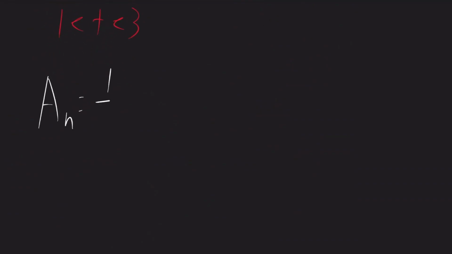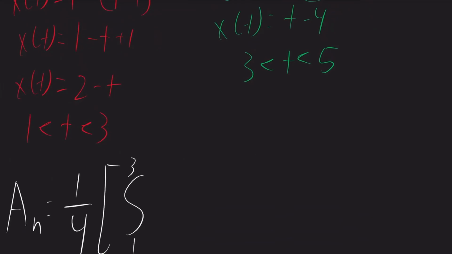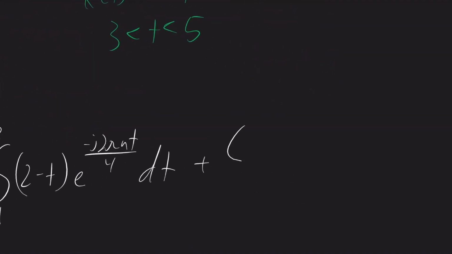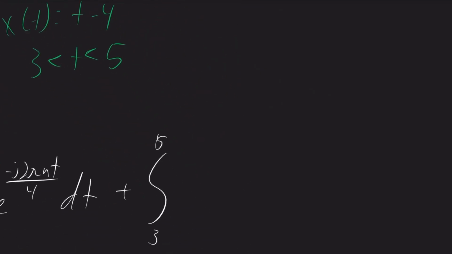A sub n will be 1/4 times the integral from 1 to 3 of x of t, which is 2 minus t, times e to the negative j 2 pi nt over 4. And the second integral from 3 to 5 will be the next x of t equation, which is t minus 4, times e to the negative j 2 pi nt over 4.